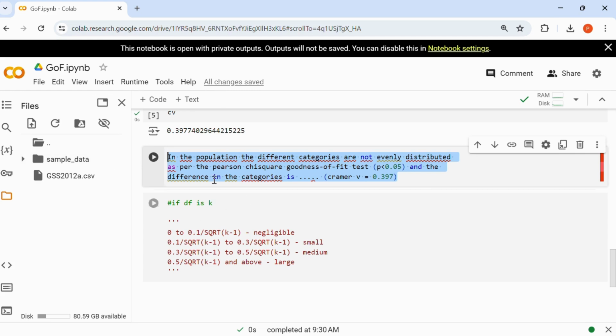So that was it about the goodness of fit test, how to perform it in Python and how to calculate the Cramér V effect size. We will continue with the next hypothesis test in the following video.